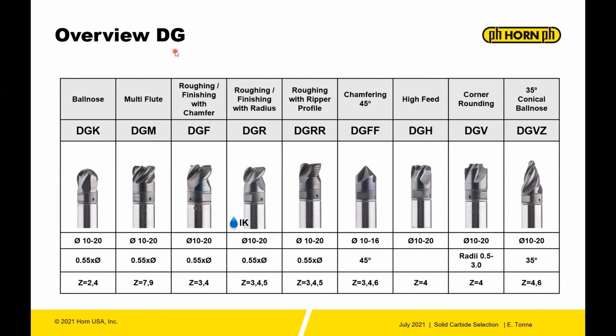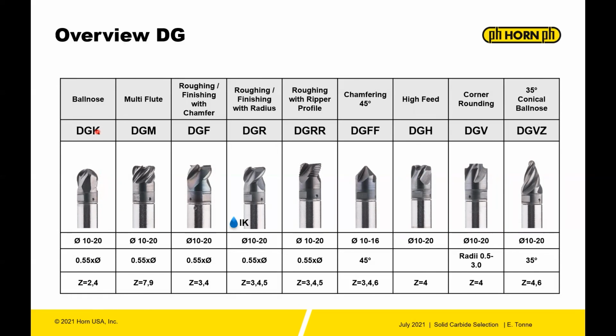The DG tool, as mentioned in the beginning, the main purpose in the DG is when you need to reach into a part and a solid carbide tool is not practical. So the DG system from Horn is not a steel shank. It has an interface, a steel interface, but the shank of the tool can be purchased in carbide. So you're getting the stiffness of carbide without the huge expense of a very long carbide tool.